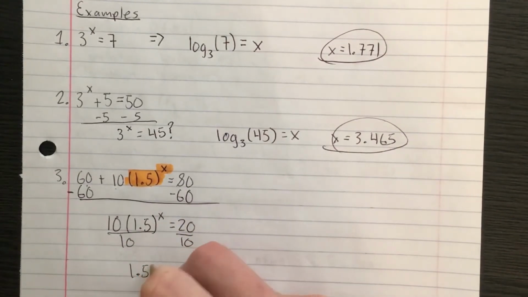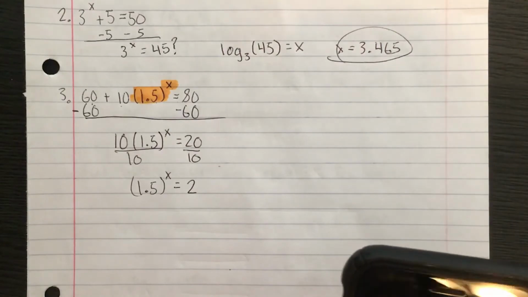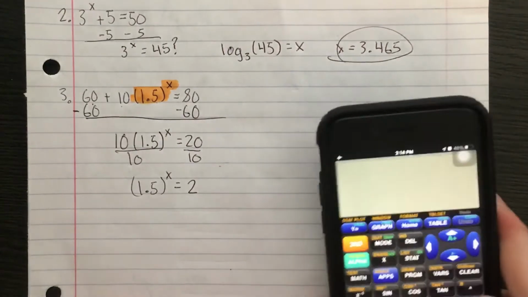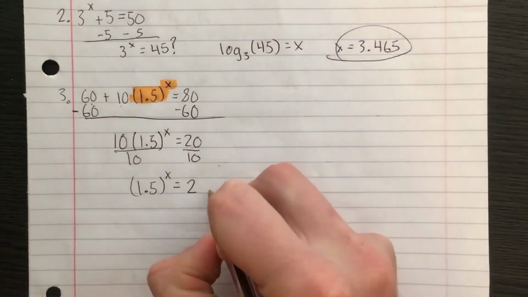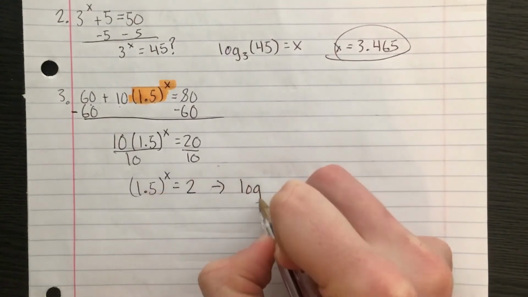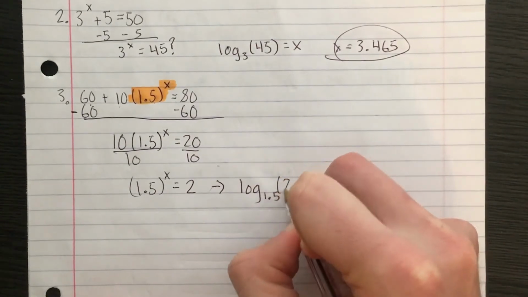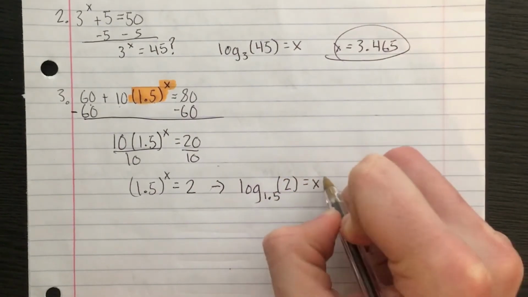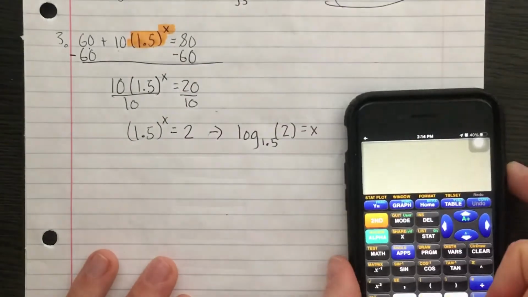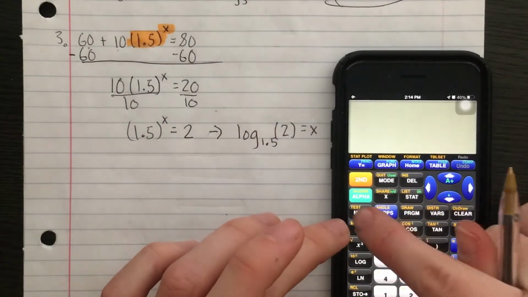And when you get to this part where you're like 1.5 to the x power equals 2, oh, I don't know what that is. That is not a perfect power, Mr. Price. That is usually a sign that we need to use a logarithm. So we're going to rewrite this. We're going to say log base 1.5 of 2 equals x. We want to figure out what is that exponent that's going to make that work. So I'm going to go to math.